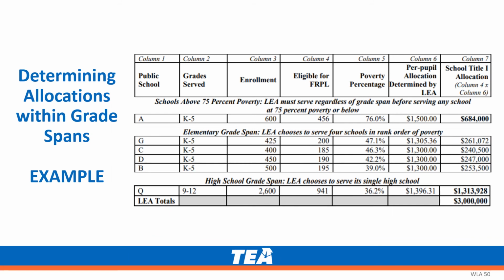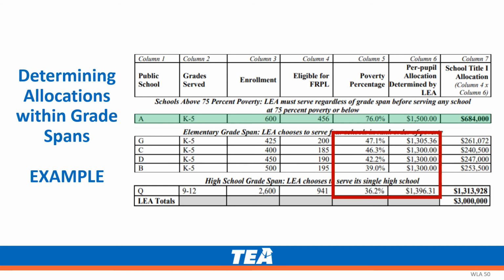In summary, consistent with federal law, the LEA ensures that its school above 75% poverty receives a per pupil allocation that is at least as high as the per pupil allocations of all its other campuses to be served. In addition, the LEA uses its flexibility to allocate a higher per pupil amount to its high school with a 36.2% poverty rate than it allocates to the elementary campuses with a poverty percentage of 75% and below.